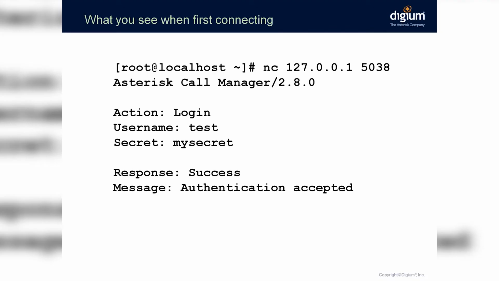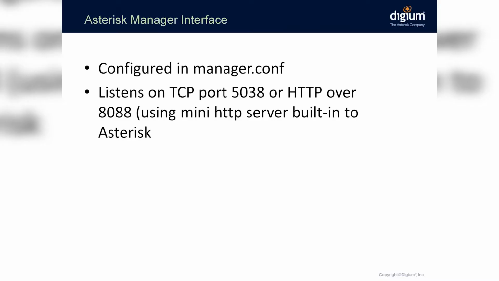Here's a sample of logging into the AMI just using netcat. There's an action called login, and then you give it your credentials, and you can log in. It's configured in manager.conf. That's where you turn on the manager and tell it what the users are. And there's also a manager over HTTP on port 8088.